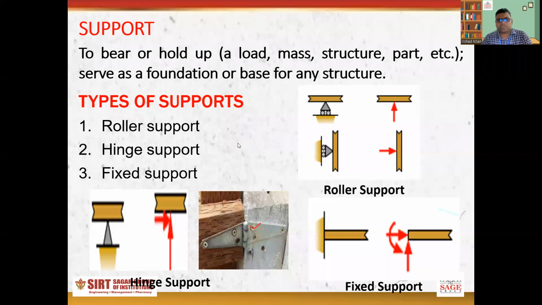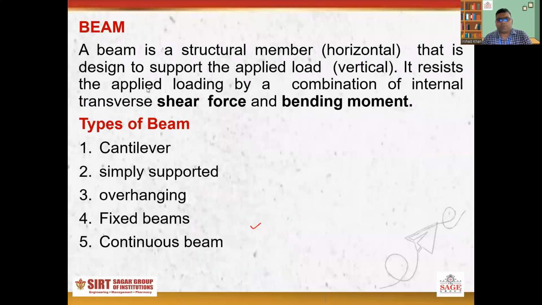So let's see first what is a beam and the types of beam. A beam is a structural member, a horizontal member, designed to support applied load, where the load is applied vertically, and it resists the applied loading by a combination of internal transverse shear force and bending moment. So the load acting vertically on a horizontal element of the structure, that is called a beam. Types of beam: cantilever beam, simply supported beam, overhanging beam, fixed beam, and continuous beam. Let's understand all these one by one.